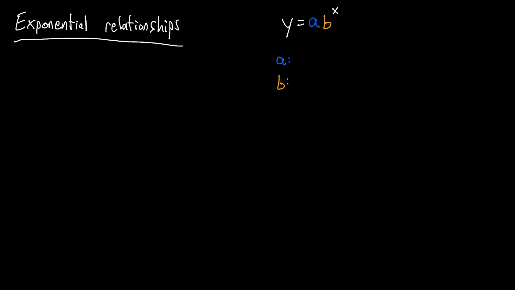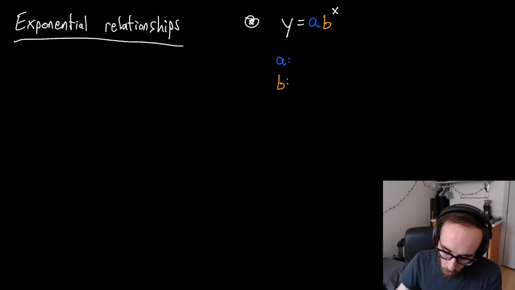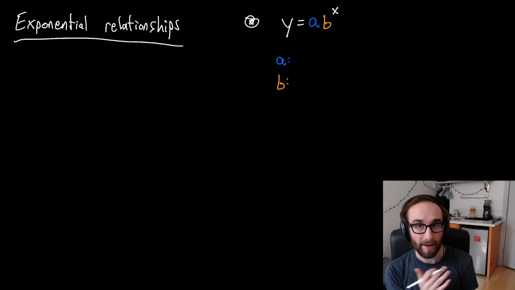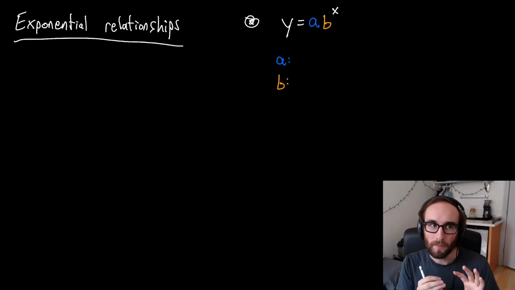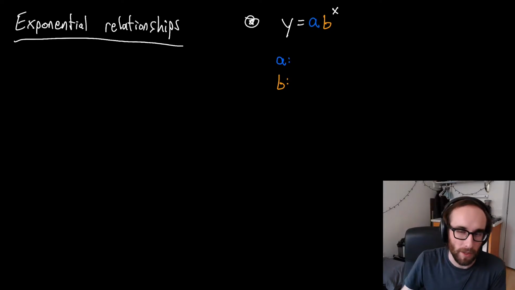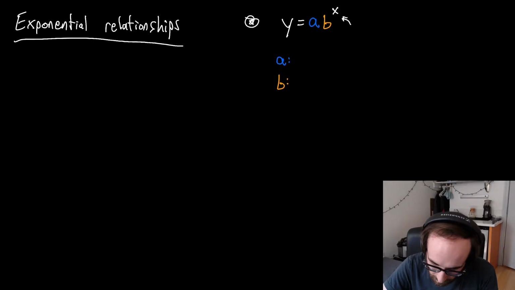So to start off, we're going to be looking at the equation for exponential relationships. y equals a times b to the x is the form in which we'll see all exponential relationships. And it's called exponential because one way to think about it is we have x in the exponent.